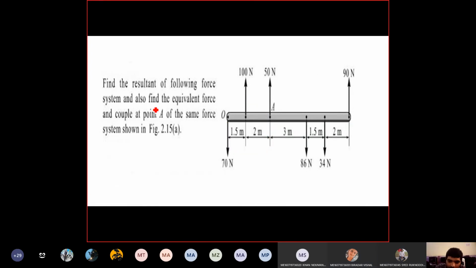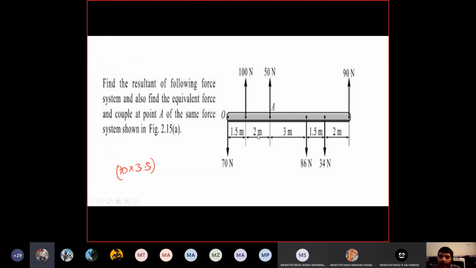Listen, I want to bring this 70 Newton to this point. Can I write plus 70 into 3.5? Is it clear? Yes, sir. Tell me, Vamshi. Sir, instead of doing this thing, can we just take the resultant force to A? No. Resultant force we don't know, at what point it is acting.